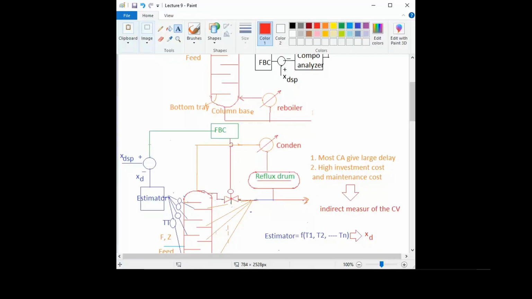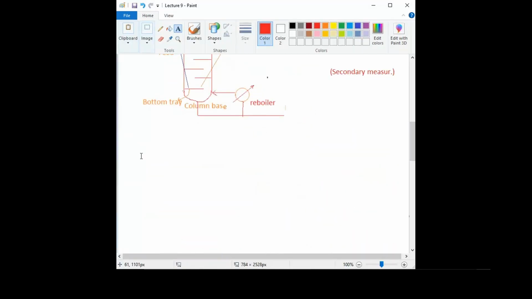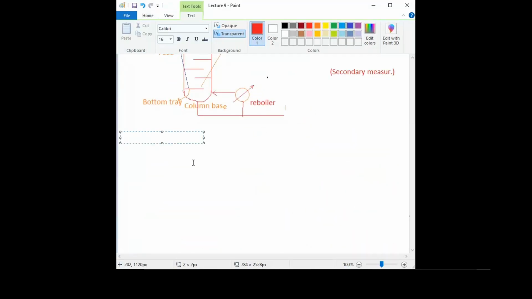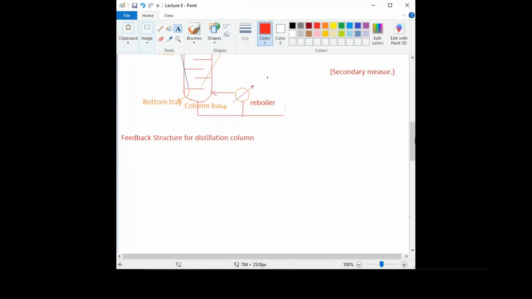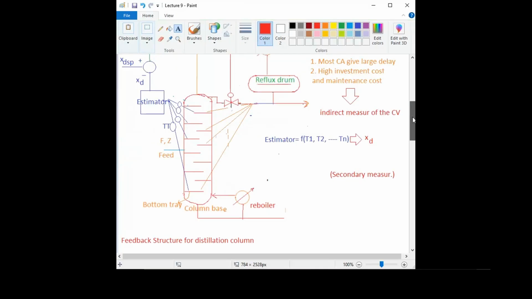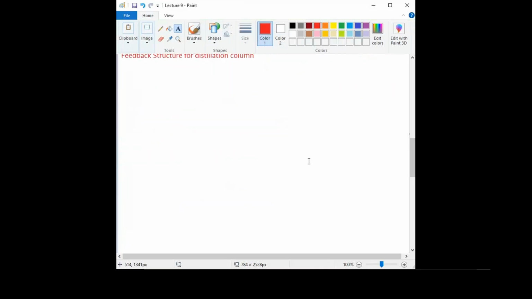So after this, we will have a more complex feedback structure for distillation column, where we will consider 6 variables for feedback, right? We will consider 6 variables for feedback.